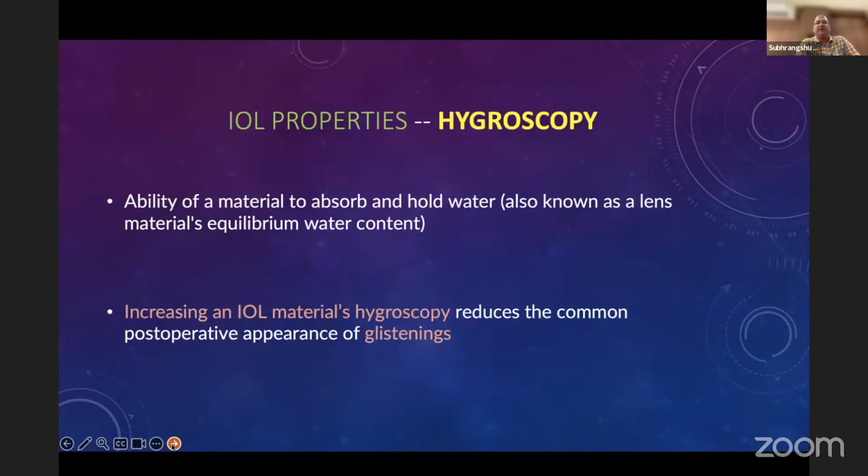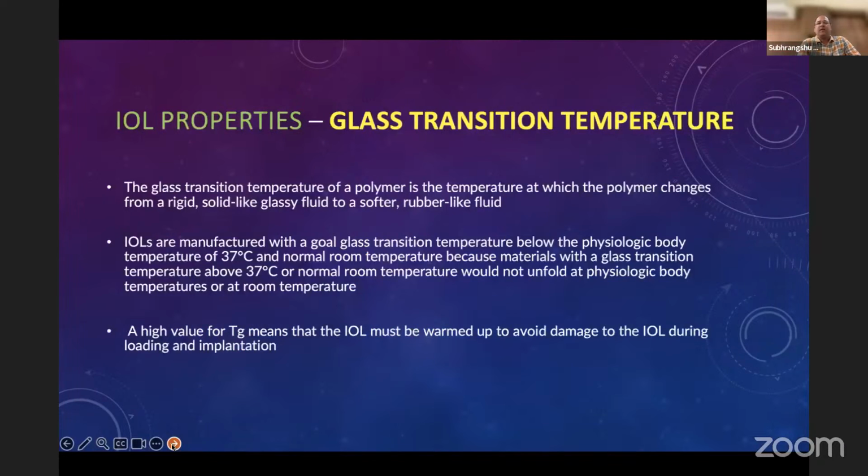Hygroscopy of IOLs is the ability of a material to absorb water and hold water. Increasing an IOL material's hygroscopy reduces the common post-operative appearance of glistenings. Then there's something called glass transition temperature. The glass transition temperature of a polymer is the temperature at which the polymer changes from a rigid, solid, glassy state to a softer, rubber-like state. From a practical point of view, any IOL that has a high value of glass transition temperature means that the IOL must be warmed up to avoid damage to the IOL during loading and implantation.